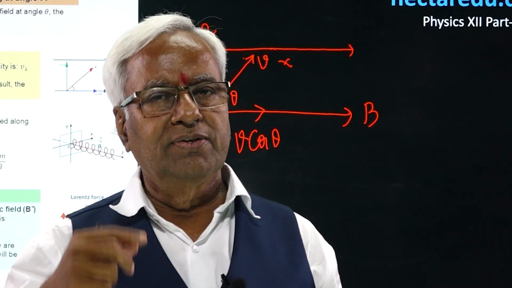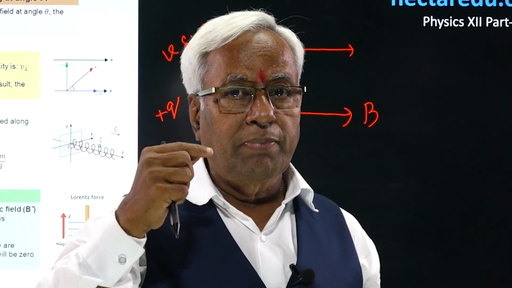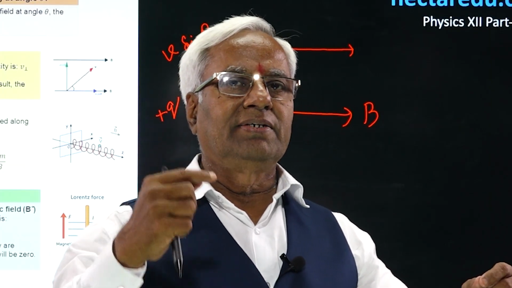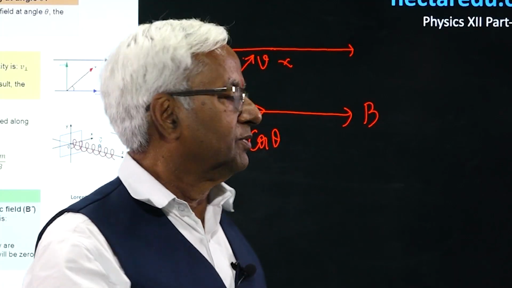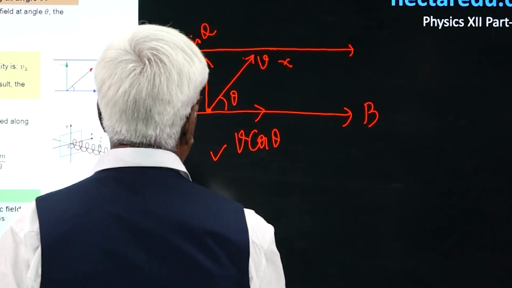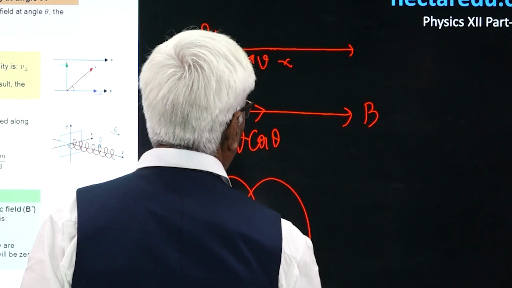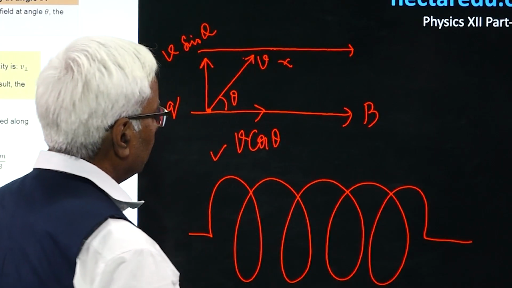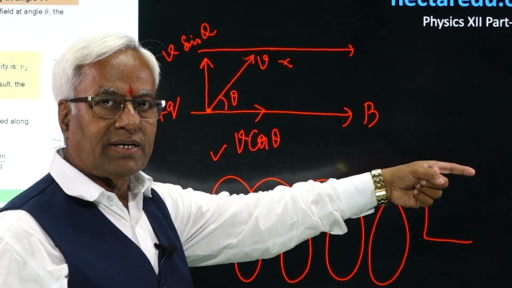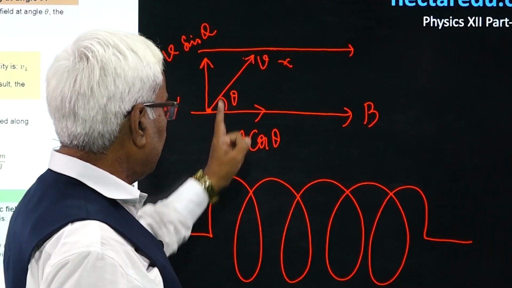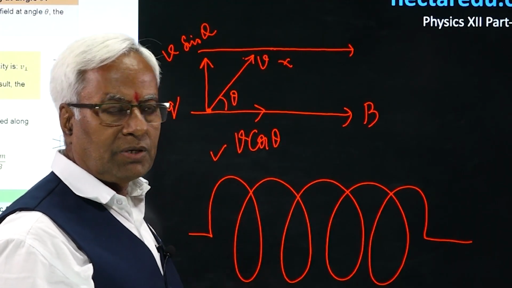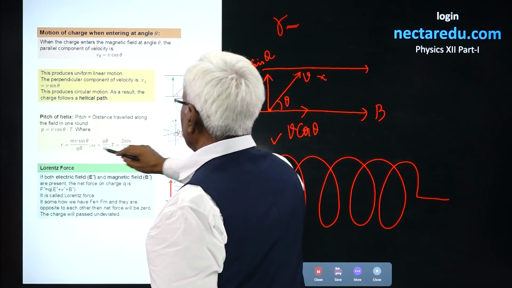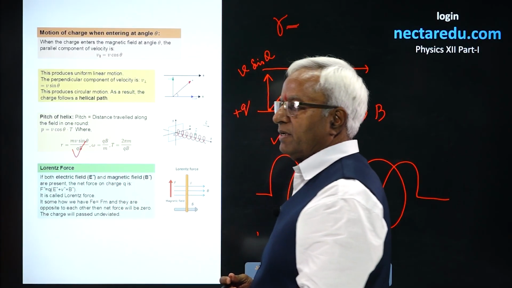If you combine, you can easily understand that circular path, and it has to proceed along a straight line also. As a result, it's going to be a helical path. So, as a result, you are having here the helical path this way. v cos theta has taken it along the field, the perpendicular component has produced circular motion. The radius here will be given by mv sin theta upon qB.